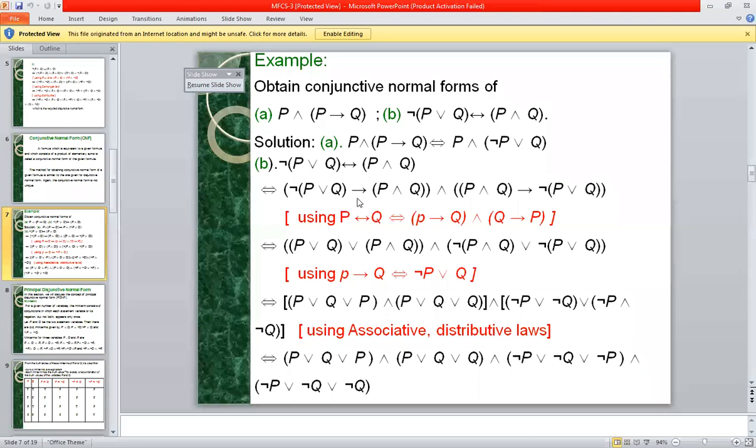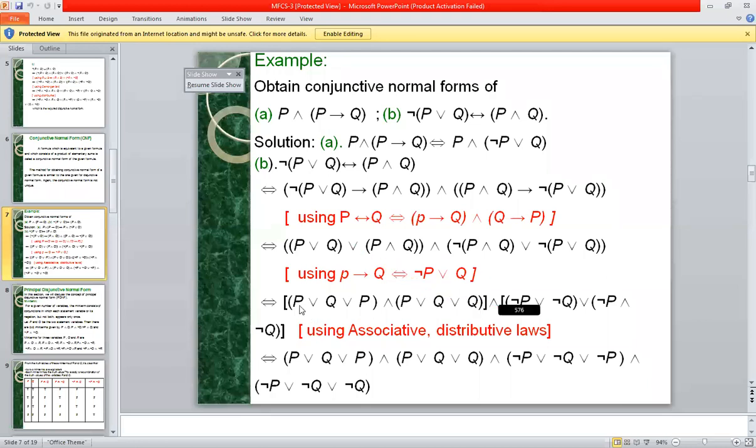Here we apply the equivalence relation P implication Q is equivalent to negation P or Q. In place of P we have negation of (P or Q). So negation of negation (P or Q) gives P or Q, or in place of Q we have P and Q. And the second part, negation (P and Q) or negation (P or Q). For this step we apply this equivalence relation.